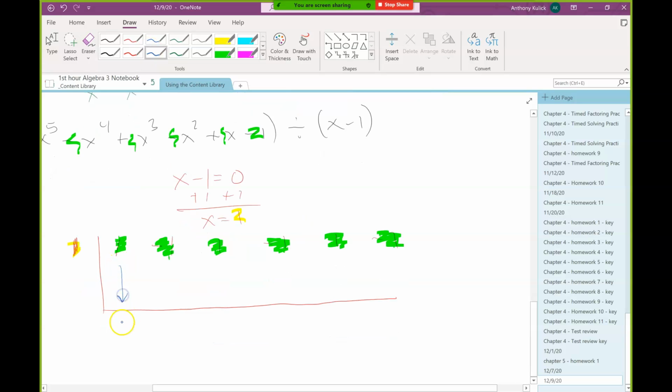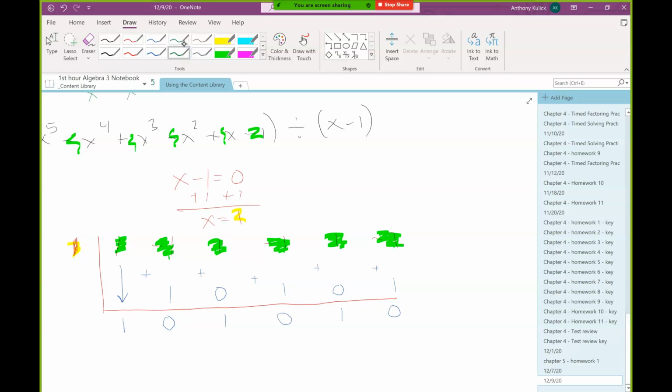Okay. First step is we bring that first number down. 1 times 1 is 1. We add down. Gives me 0. 1 times 0 is 0. Add down. 1 plus 0 is 1. 1 times 1 is 1. Add down. That's 0. 1 times 0 is 0. Add down, that's 1. 1 times 1 is 1. Add down, that's 0.